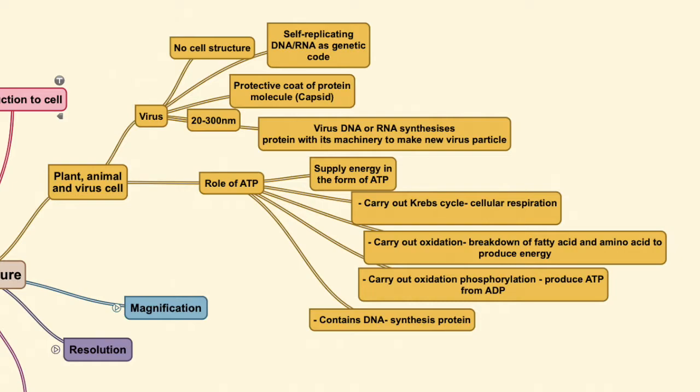And the important thing that we also need to know is the role of ATP, which is an energy form derived from the mitochondria. So the role of ATP is to carry out Krebs cycle for cellular respiration, carry out oxidation to break down the fatty acid and amino acid to produce energy, carry out oxidative phosphorylation to produce ATP from ADP, and it also contains DNA to synthesize protein.